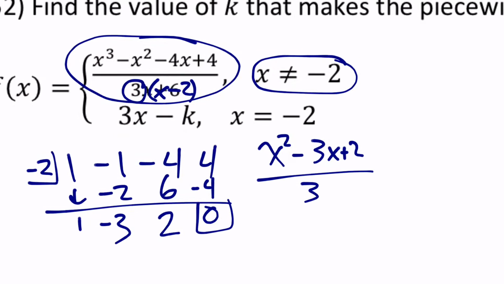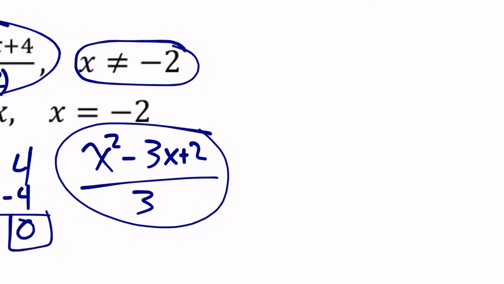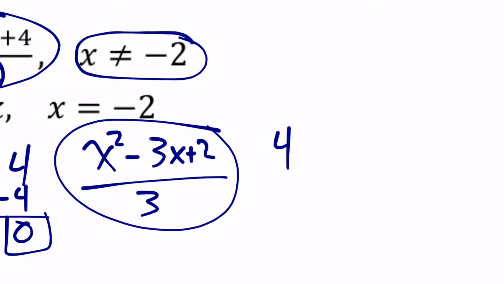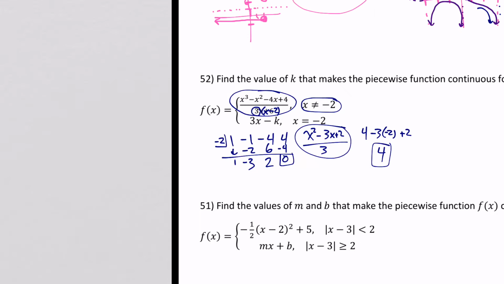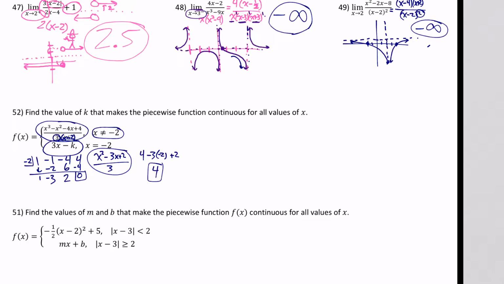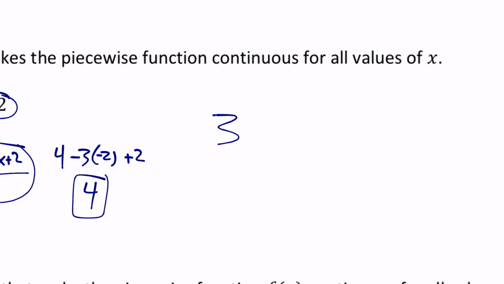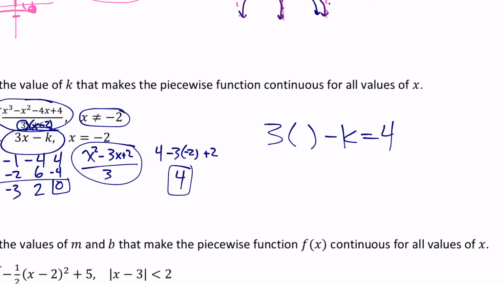So we have that, and we want to fill this hole, which means we need to figure out where the hole is. So we plug in the x value of -2. And so we get -2 squared is 4 minus 3 times -2 plus 2. So -3 times -2 is +6. So 6 plus 4 is 10, plus 2 is 12, divided by 3. 12 divided by 3 is 4. And so we know that 4 must then equal 3x minus k. So 3x minus k has to equal 4, but instead of x, I need to use -2.